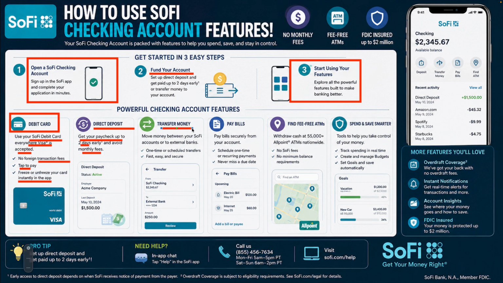The third thing is going to be transferring your money. Move your money between your SoFi accounts or to external banks, with one-time or scheduled transfers, fast, easy, and secure. The other thing you can do is pay bills securely from your account, schedule one-time or recurring payments, never miss a due date. Also find fee-free ATMs.